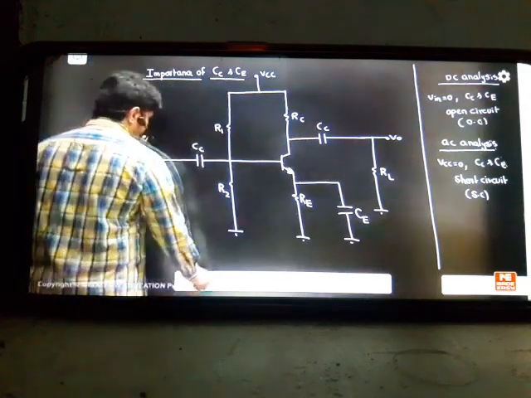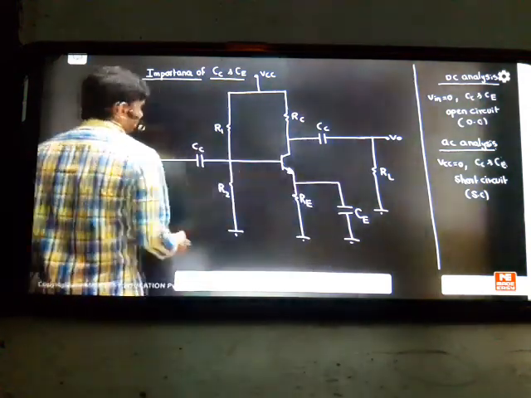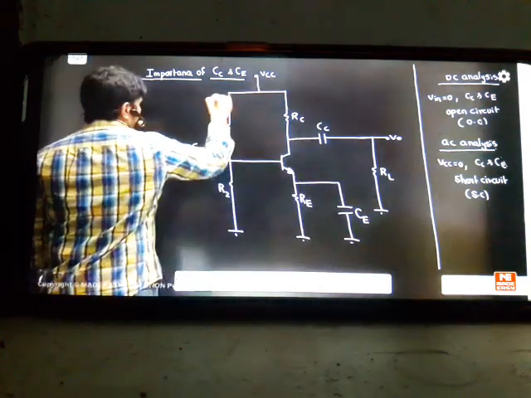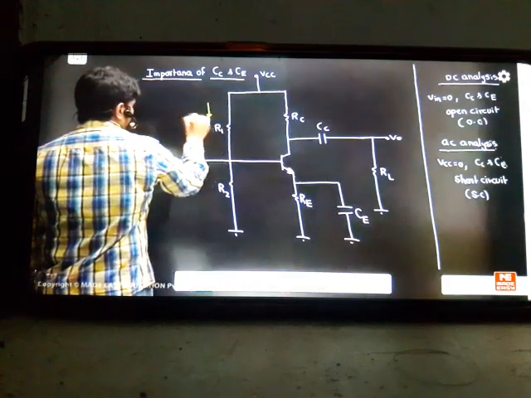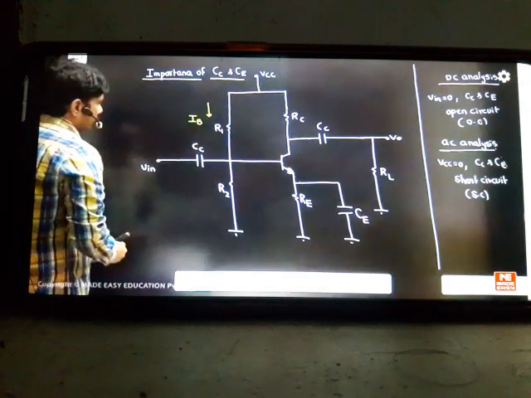If you start with the DC analysis, I take one color for DC currents. There is a yellow color, a green color I am taking. The current started from here, VCC. Can you see that one current started here to flow in the biasing circuit? That is called IB current. IB current started to flow here.